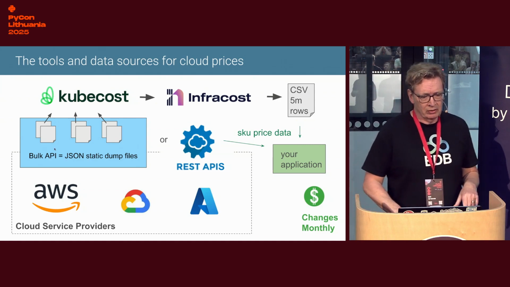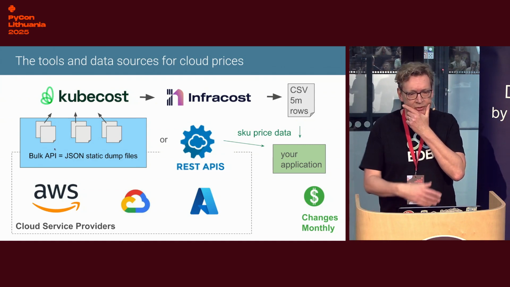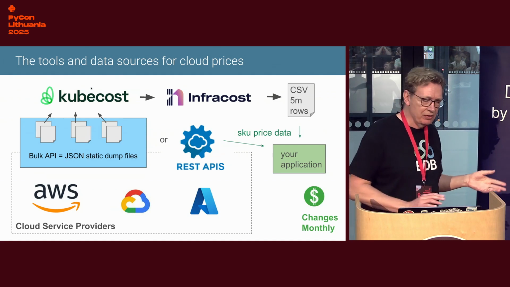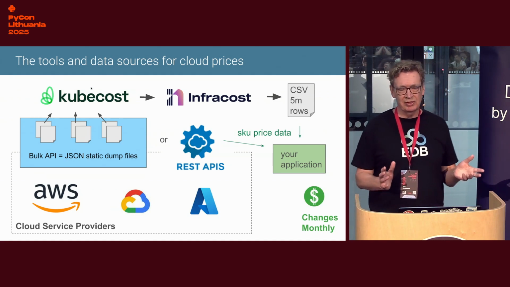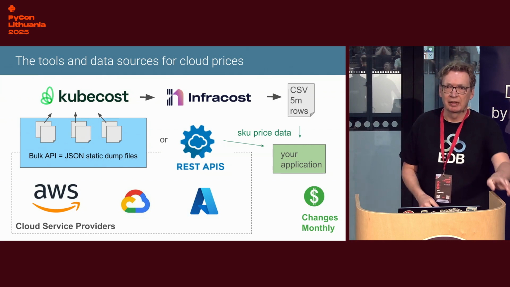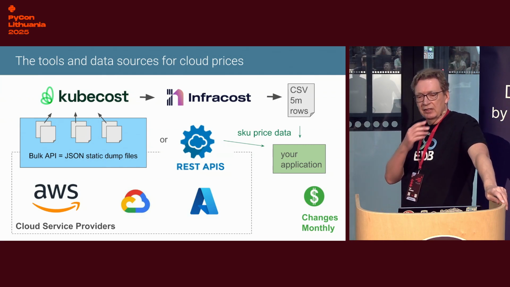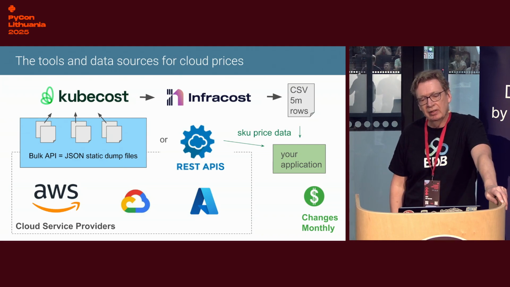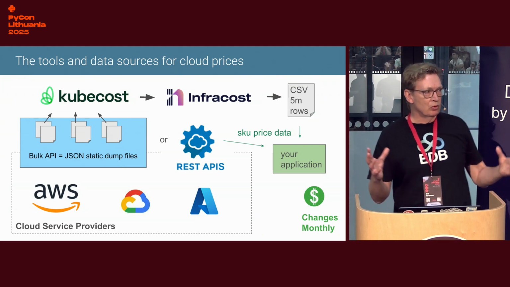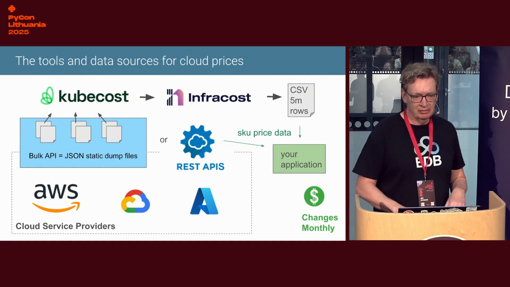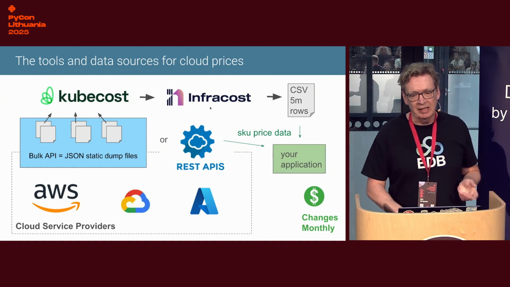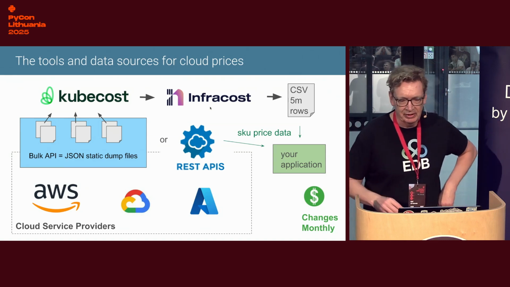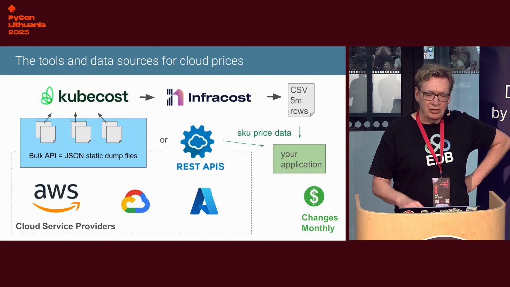On the left-hand side, they all have bulk APIs. You can dump them down, and then they have no standard. They all use different units and different ways of pricing things. In order to deal with that madness, there's OpenCost, a bit of a standard that IBM did, which puts them all into a common data format. And then Infracost is a cloud company that gives you various features on top of that.